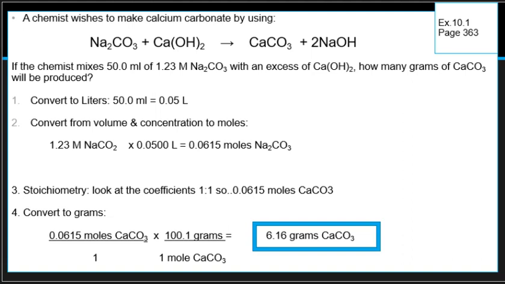My liters are given to me. We're going to do it in liters there, and we come up with 0.065 moles of Na2CO3. Now, how does that help us? That helps us because of stoichiometry. So now with stoichiometry, I can look at the coefficients. I'm looking for how much CaCO3 I've got. And if I have 0.0615 moles of Na2CO3, and it's a one-to-one relationship, then I know that I have 0.0615 moles of CaCO3. Easy? Yeah.